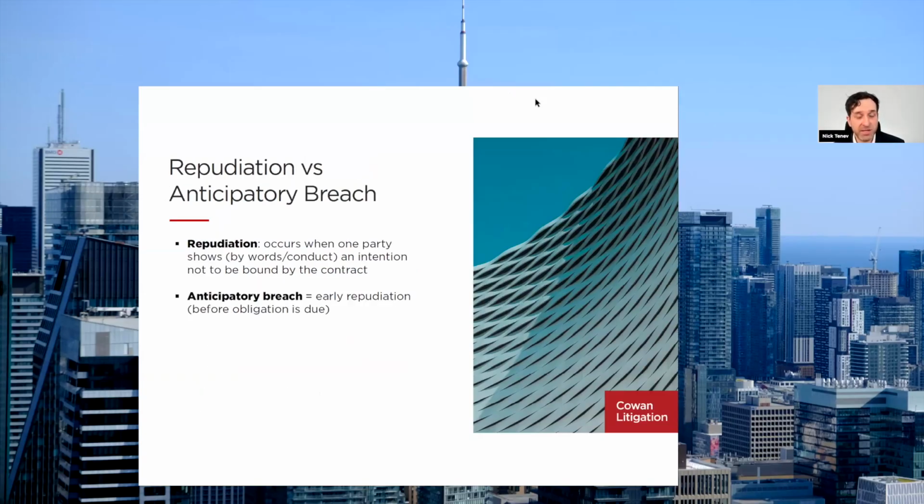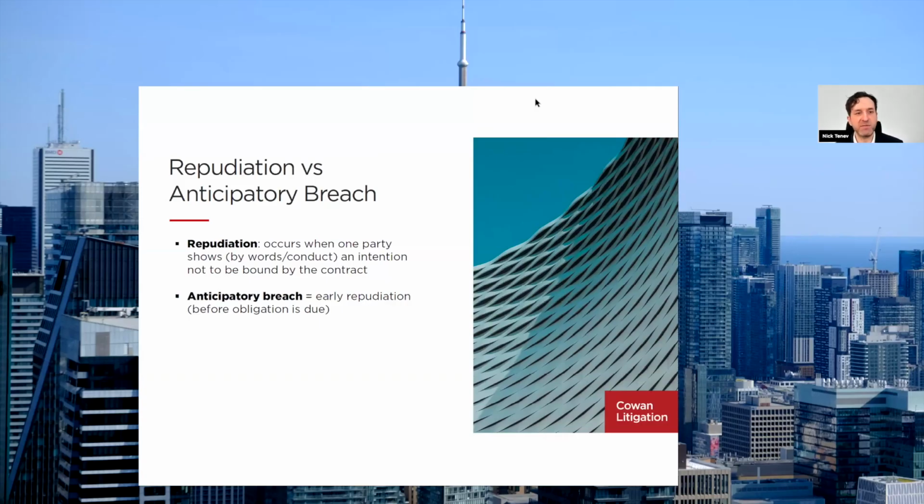So first of all, let's look at the law on repudiation and anticipatory breach, and then I'll have the answer for you. Repudiation occurs when one party shows by conduct or words an intention not to be bound by the contract. And anticipatory breach is just early repudiation before the obligation is due.